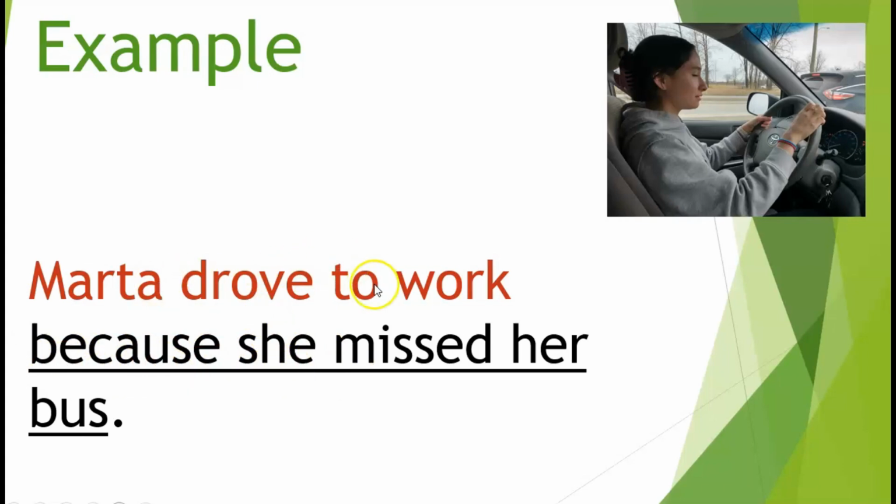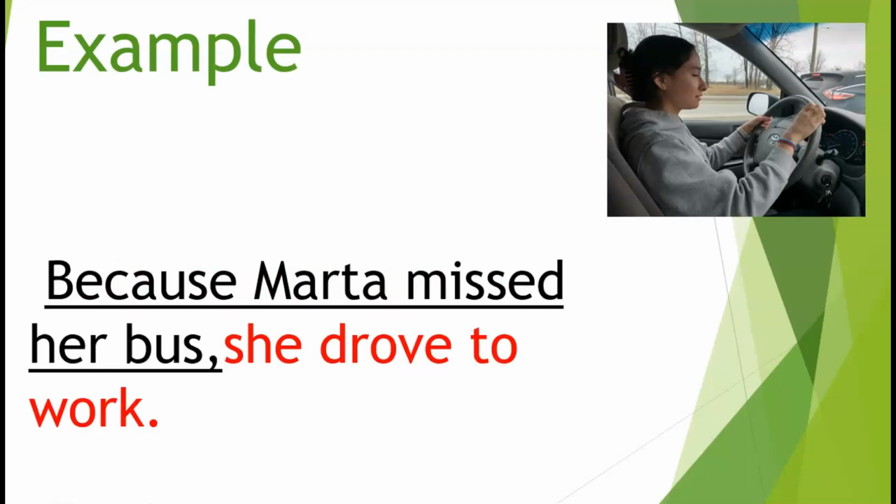Okay, so remember, we've got independent, dependent. Now, when we look at this sentence, Martha drove to work because she missed her bus. Okay, so again, we've got the independent clause and then the dependent clause. Or we could say this. We could say, because Martha missed her bus, she drove to work. In other words, quite often, we can put the dependent clause first, and then we could put the independent clause. When we do this, notice the comma, right?